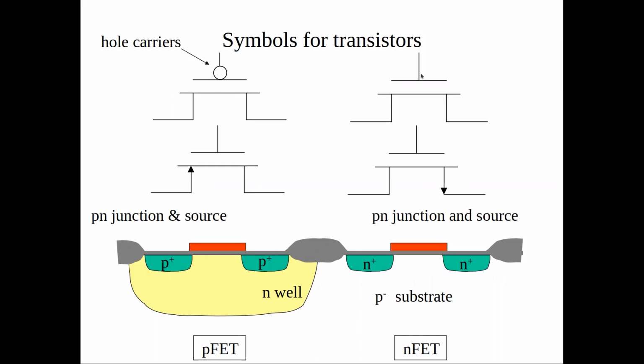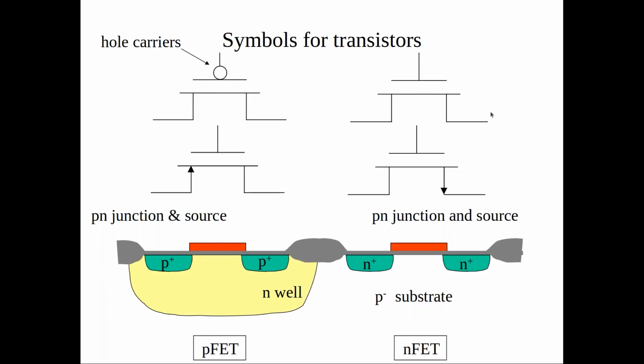The top here is the gate. These two lines denote the fact that you have an insulator. So it's like a capacitor. And then the gate is in the middle. And then on the side, you have the source and the drain. It's a perfectly symmetrical device. So the source and the drain could be interchanged. It's just a matter of definition which one is the source, which one is the drain.